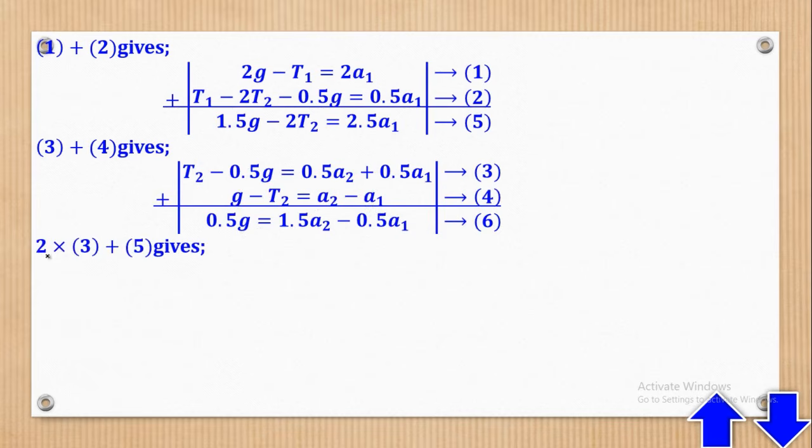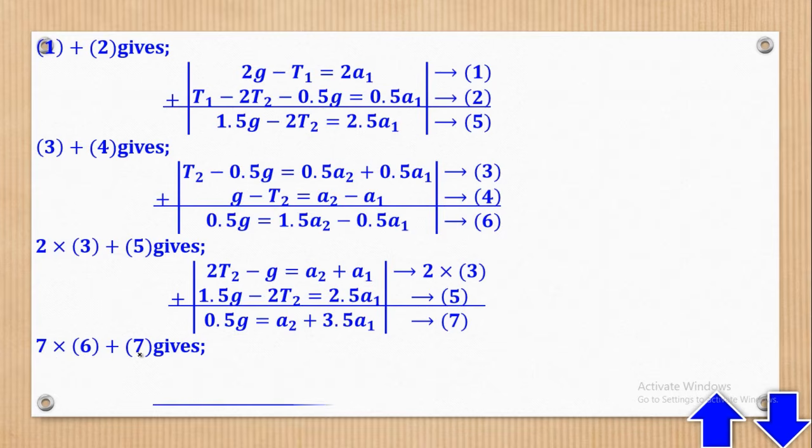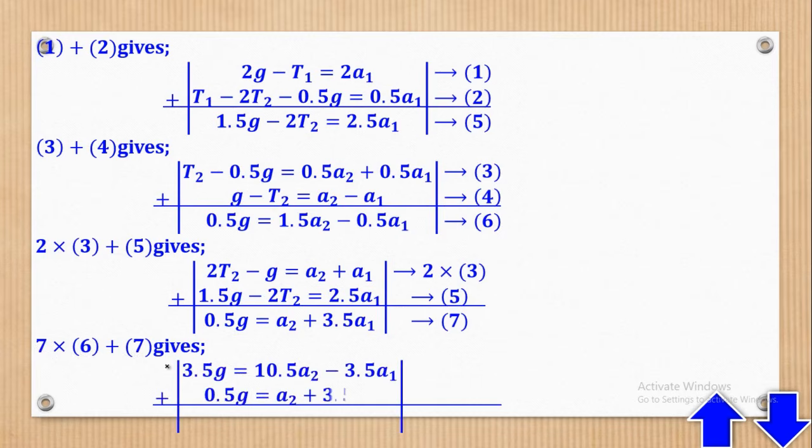What about 3? When I multiply 2 throughout equation 3 and add it to equation 5, this is what I'm going to get. This T2 will cancel, this and this will give me 0.5g, this will remain, and this a1 plus this will give me 3.5a1, and that is equation 7. What about when I multiply 7 throughout equation 6 and add it to 7? I'll come up with that.